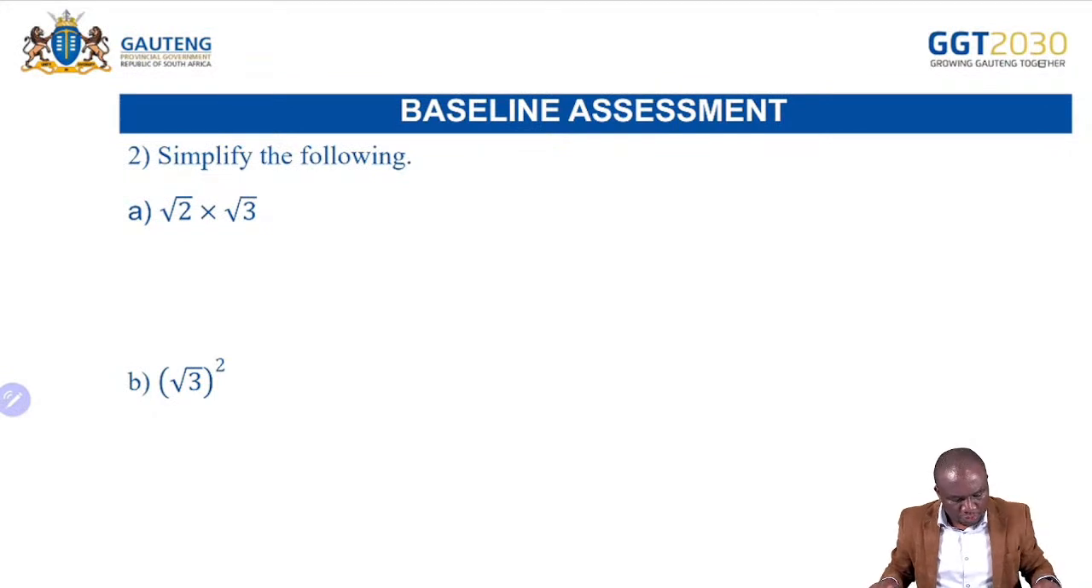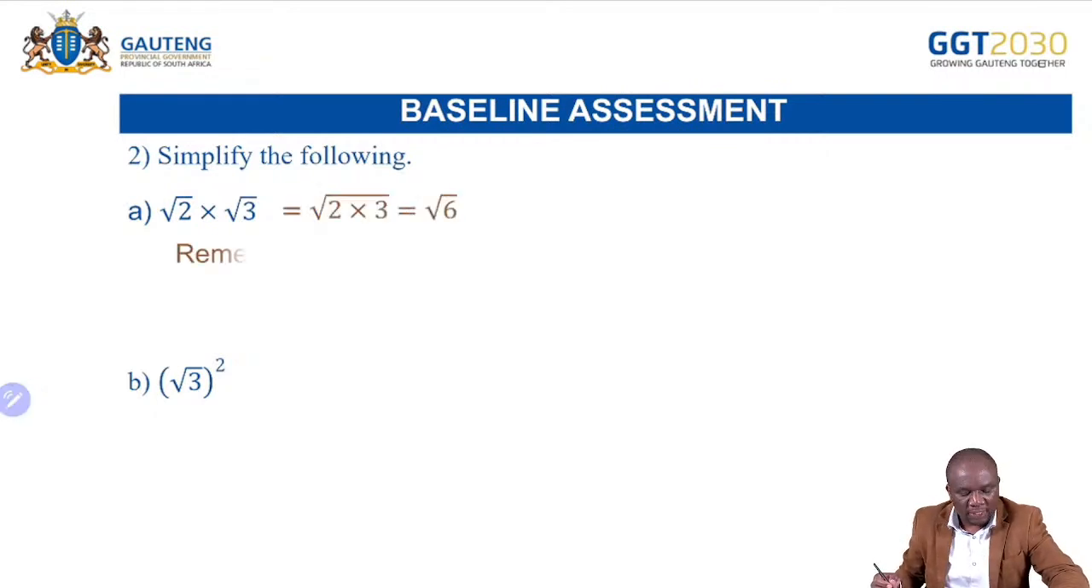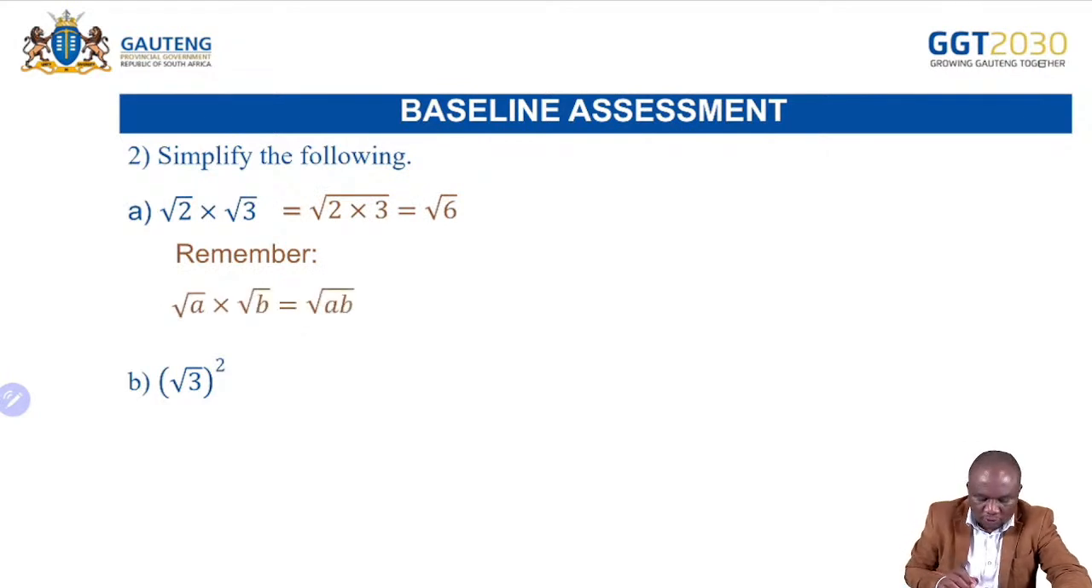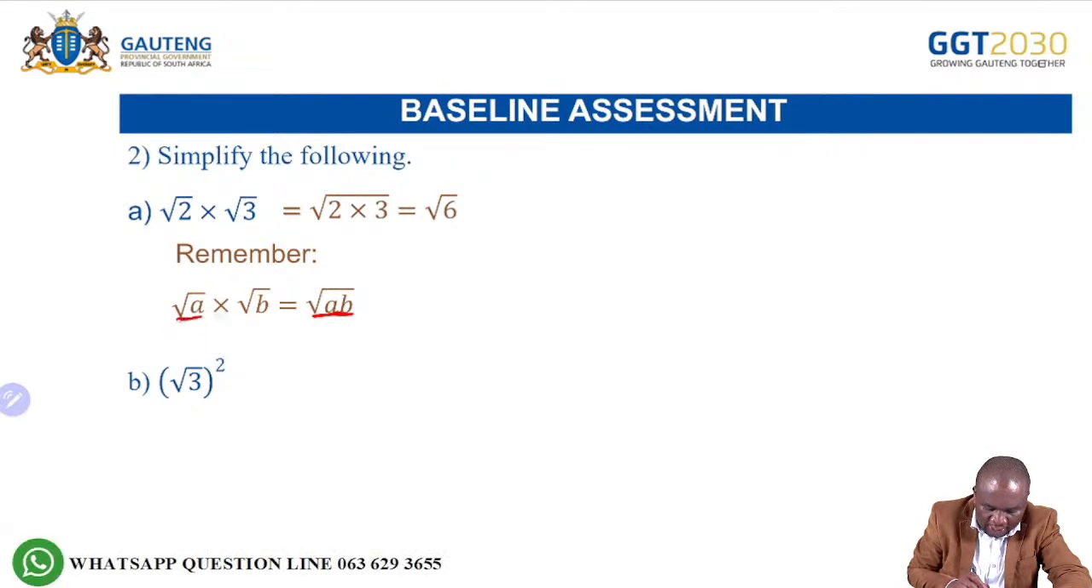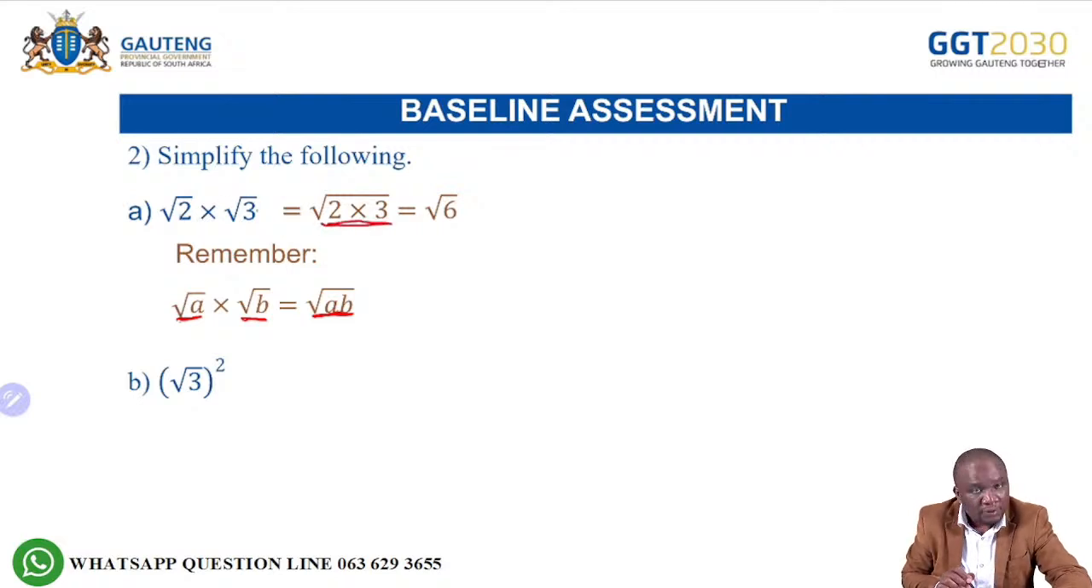Square root of 2 times square root of 3. How do we simplify this? Remember that square root of a times square root of b is just the same as square root of ab. So here, square root of 2 times square root of 3 is just the same as square root of 2 times 3. Remember, ab means a times b, isn't it? So it's going to be square root of 6.